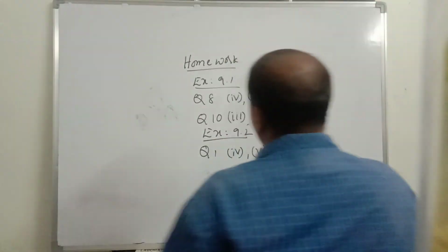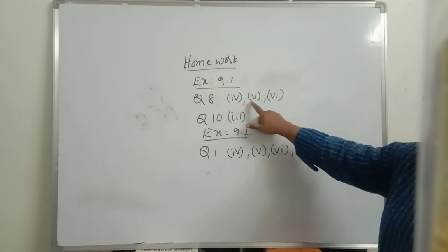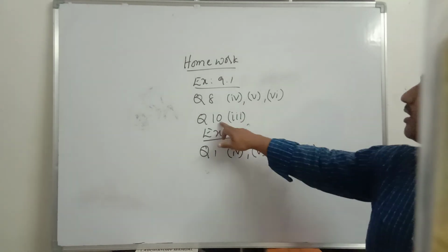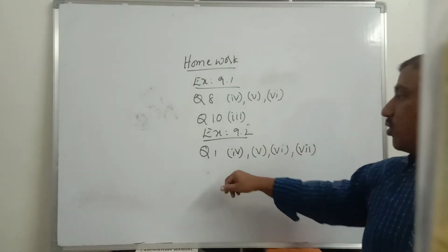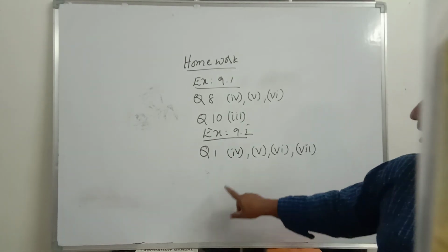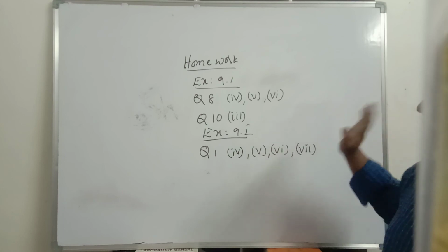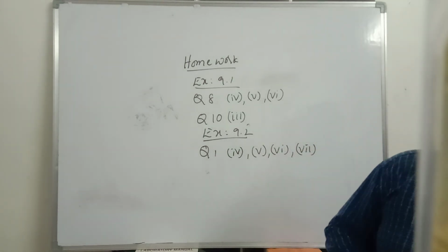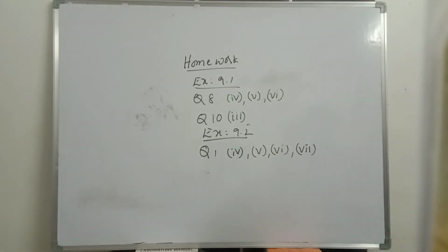Now, your homework is exercise number 9.1, question number 8, 4th, 5th and 6th bit, question number 10, 3rd bit, and exercise number 9.2, question number 1, 4th, 5th, 6th and 7th bit, that is addition of rational numbers. This is ascending order of rational numbers, and this is comparison of rational numbers with the signs greater than, less than or equal to. Is it clear, children? Please complete the given homework and thank you very much.